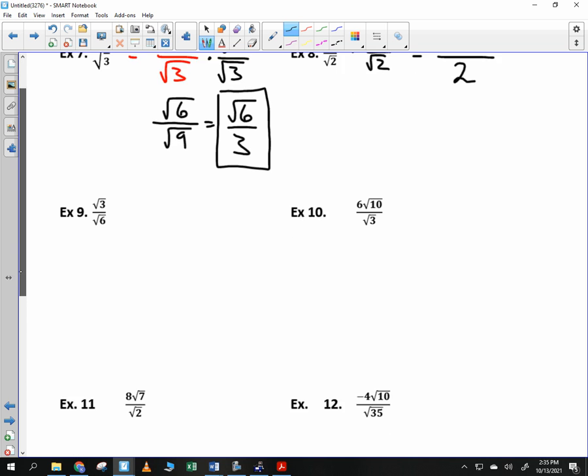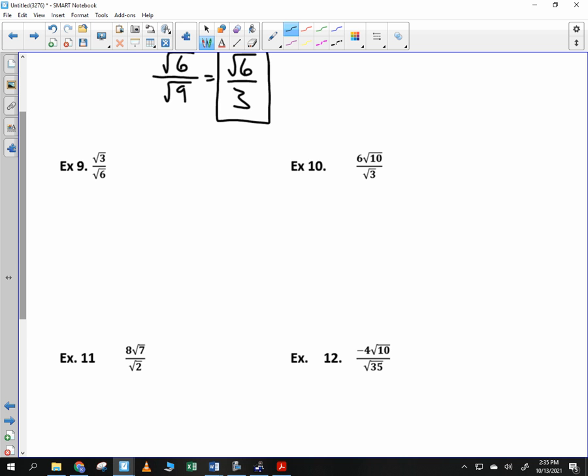What do you think people generally try to do for number 9? A lot of people multiply by the square root of 6. I'm going to give you another option. Notice how I broke the square root of 6 up into 2 parts. I have a square root of 3 in the numerator, and I have a square root of 3 in the denominator. What do you think I can do? I can cancel them off because square root of 3 divided by square root of 3 is 1. So you have 1 over the square root of 2.